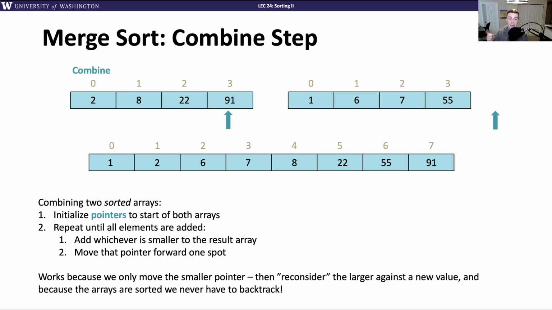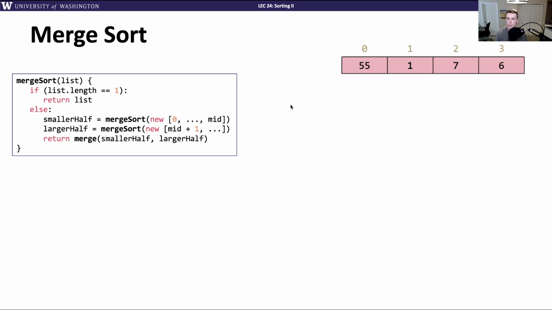We're going to be reconsidering, in some sense, the pointer we didn't move. We're going to compare that with the new value from when we just moved our pointer. And we're never going to get something wrong because these subarrays have been sorted. There's no way that we are going to make a mistake and have to go back and shift things over. So this works because we have these sorted subarrays to start with. Now, once you run off the end, you're done.